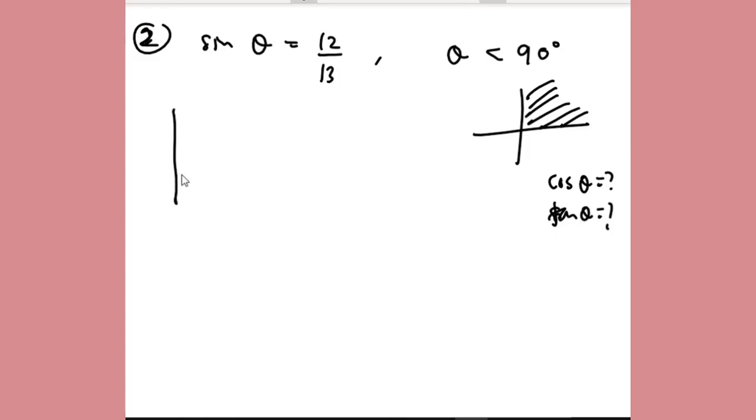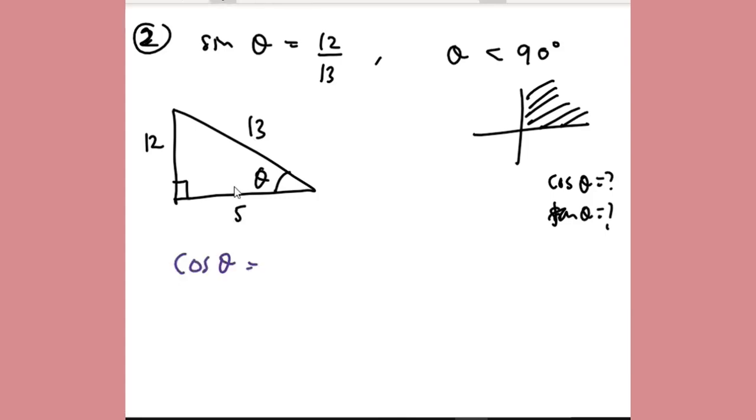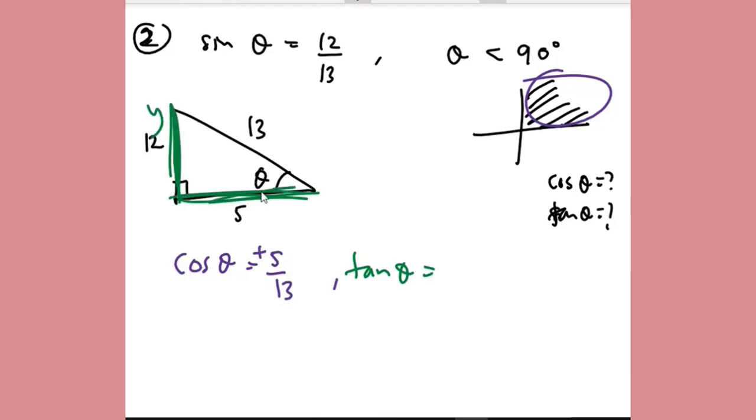So, you can use the Pythagoras theorem. Okay, and this is theta. Sine theta is always 12 over 13. So this side, using the Pythagoras theorem, is the adjacent. From this information, cos theta is adjacent over hypotenuse, 5 over 13. Positive. Why? In the first quadrant. Tangent theta: this is y, and this, near theta, is x. So tangent is y over x, 12 over 5. Also positive, because it is in the first quadrant.